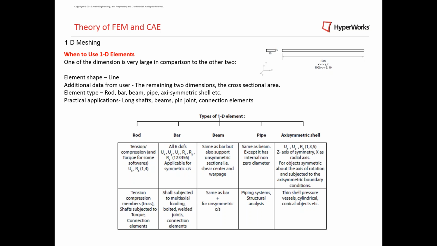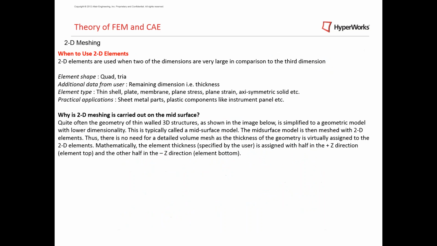Piping system, structural analysis. Axisymmetric shells: UX, UZ, RY. Z axis of the symmetry, X as radial axis, for objects symmetric about the axis of rotation and subjected to axisymmetric boundary condition. Thin shell pressure vessels, cylindrical, conical objects, etc.